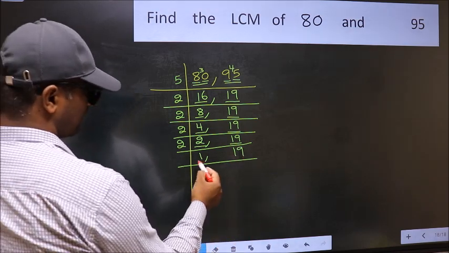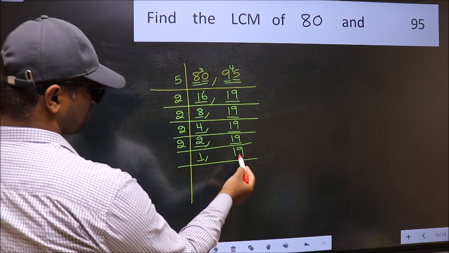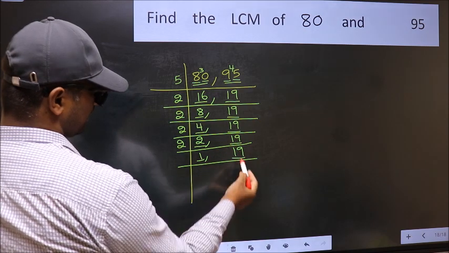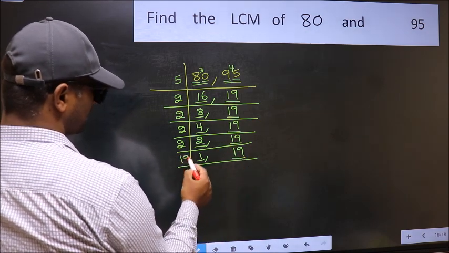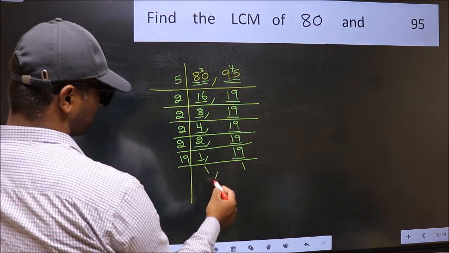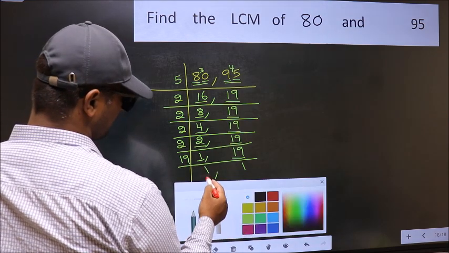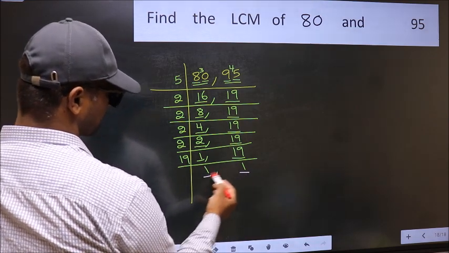Now we got 1 here. So focus on the next number, 19. 19 is a prime number, so 19 ones 19. So we got 1 in both the places.